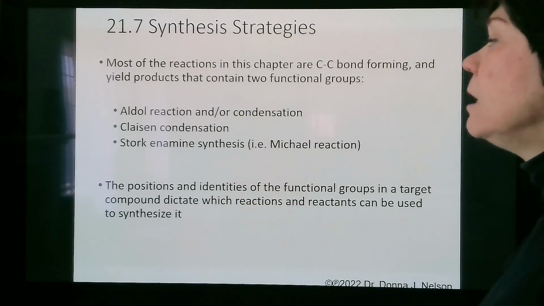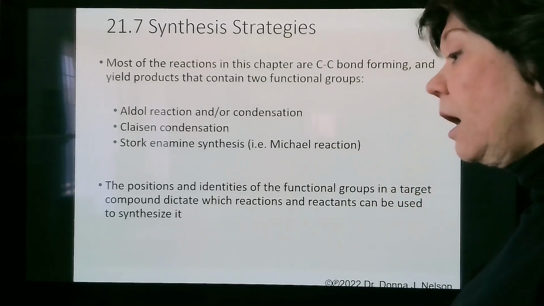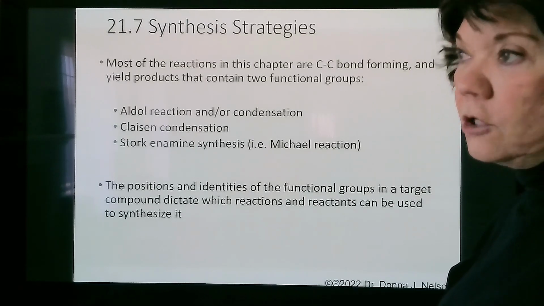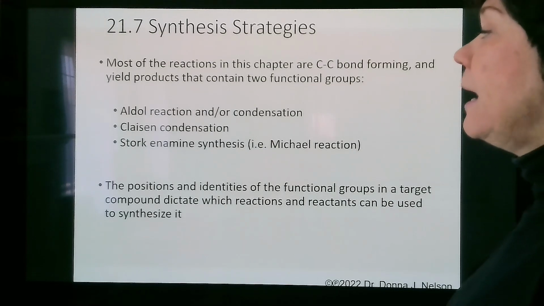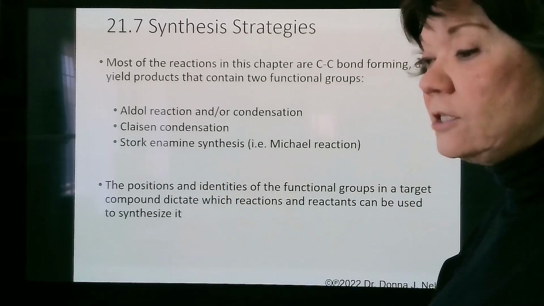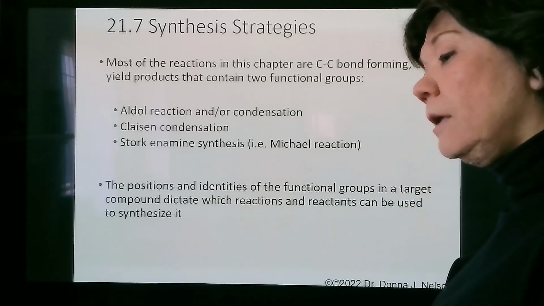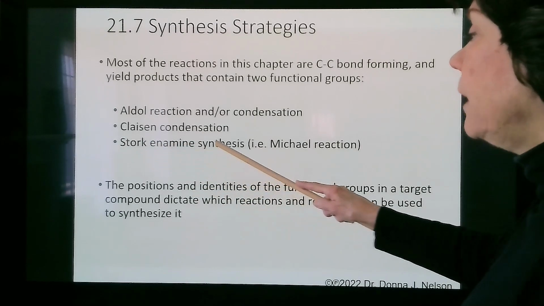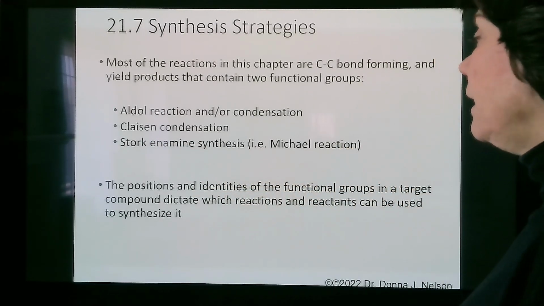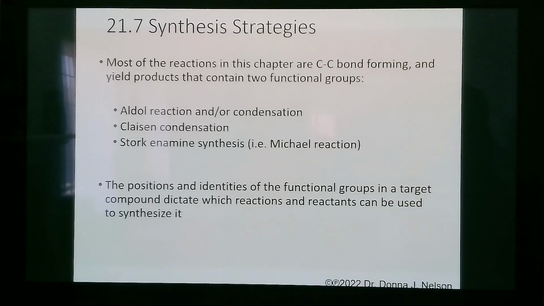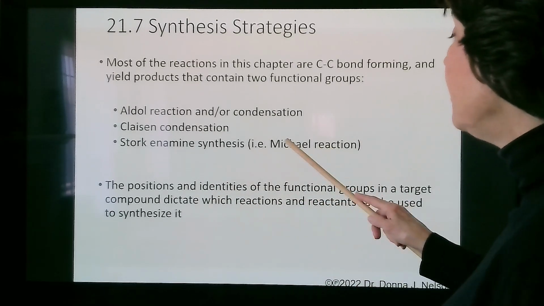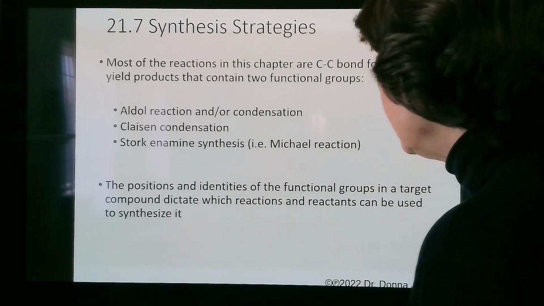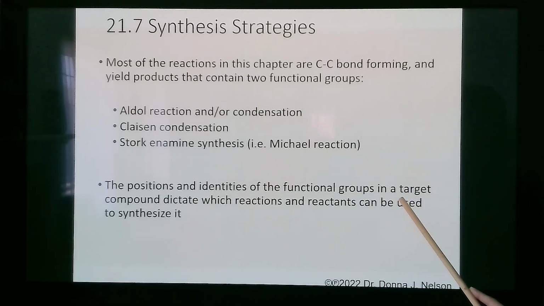So the aldol reaction gives you a product that contains a carbonyl, aldehyde or ketone, and an alcohol functionality. The Claisen condensation gives a product that contains an ester and a carbonyl. Here, the Stork-enamine synthesis gives you a product that contains the amine and the carbonyl. And this is a Michael reaction. The positions and identities of the functional groups in the target compound dictate which reactions and reactants can be used to synthesize it.